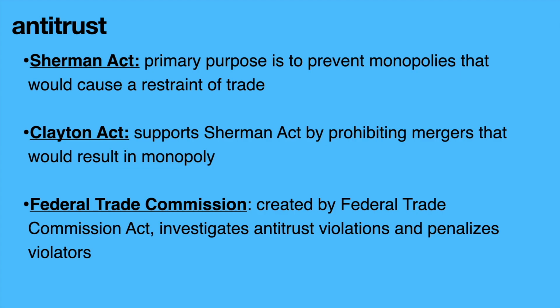The Sherman Act's primary purpose is to prevent monopolies that could cause a restraint of trade. The Clayton Act supports the Sherman Act by prohibiting mergers that would result in a monopoly. The Federal Trade Commission, created by the Federal Trade Commission Act, investigates antitrust violations and penalizes violators.